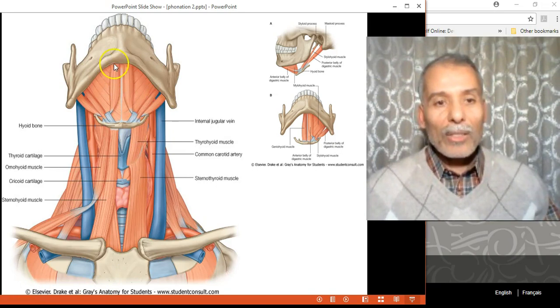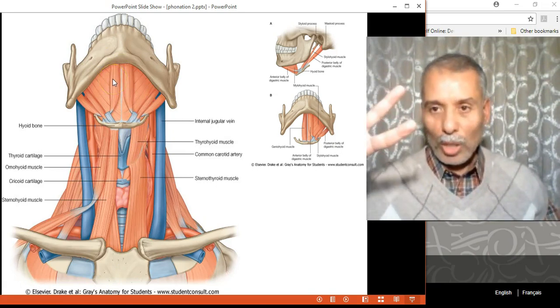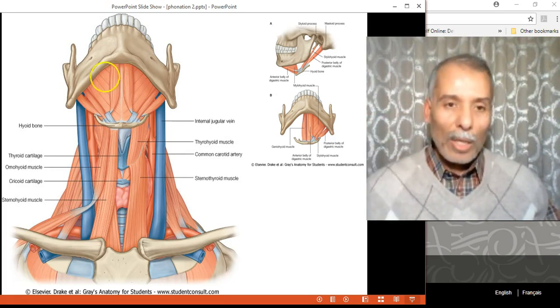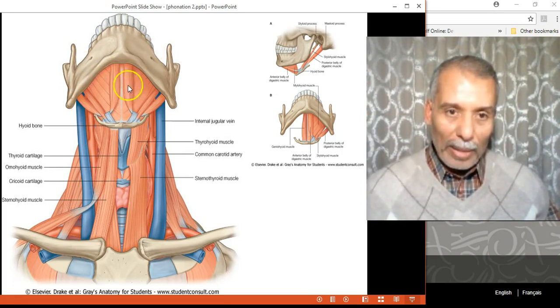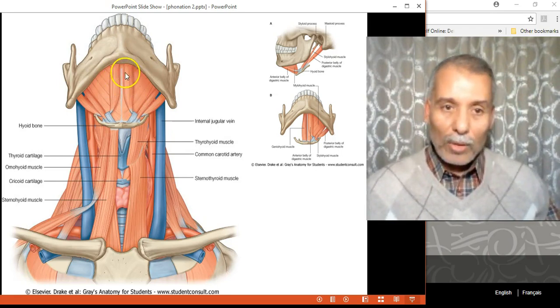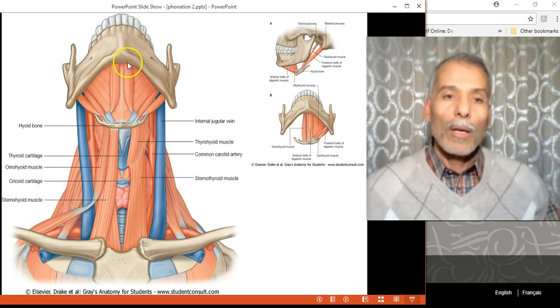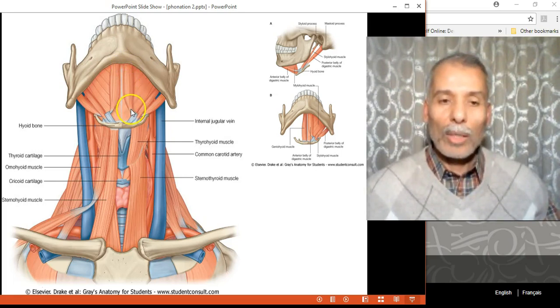Here's the digastric muscle. Di means two or double. Gastric has to do with belly. It means the double-bellied muscle. So this is the anterior belly, and it is on both sides, of course. This is the anterior belly originating on the inferior surface of the chin bone, and then going down.